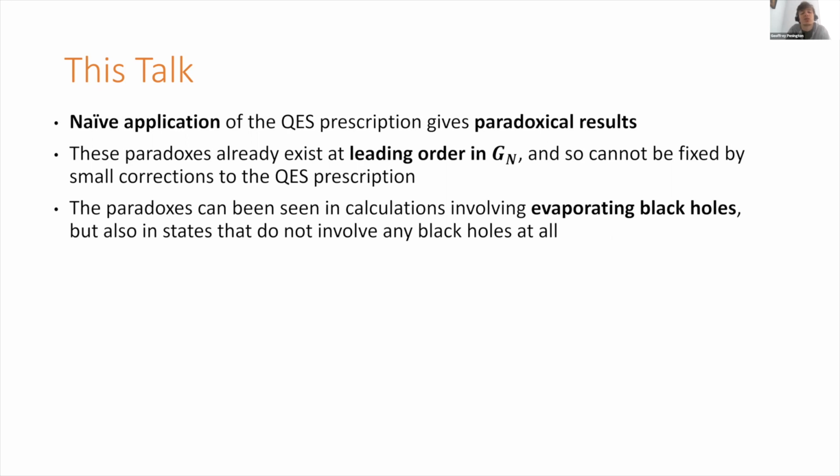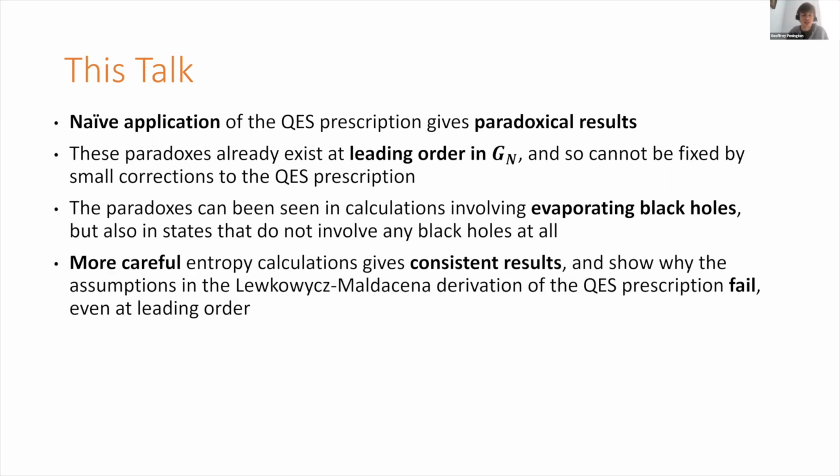Paradoxes can be seen in all sorts of situations. They can be seen in calculations involving evaporating black holes, since that's the fashionable thing to do with quantum extremal surfaces these days. But they can also be seen in states that don't involve any black holes at all. So they're a pretty general phenomenon. They do require a leading order amount of bulk entropy, so you need some source of that.